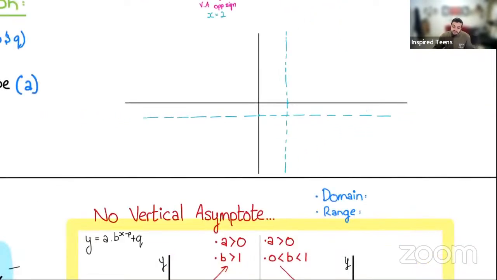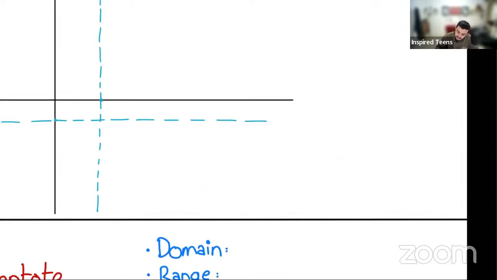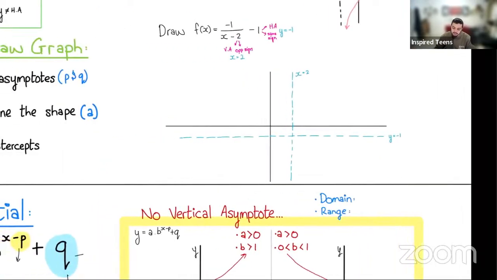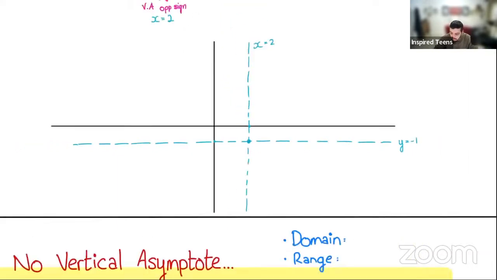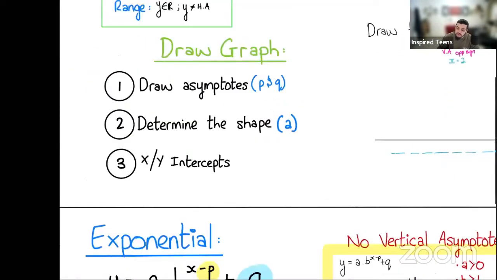So I've drawn in my asymptotes, right? 3 marks, because you can just get them straight from the equation if the equation is given. So this has the equation x is equal to 2. This has the equation of y is equal to -1. So asymptotes drawn in. Let's look at step number 2. Determine the shape.